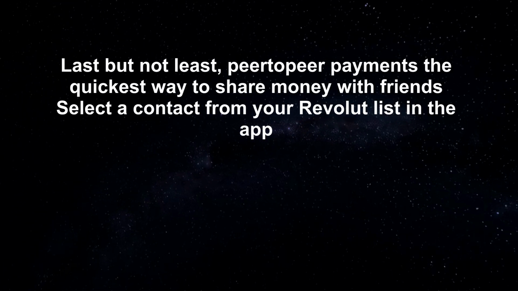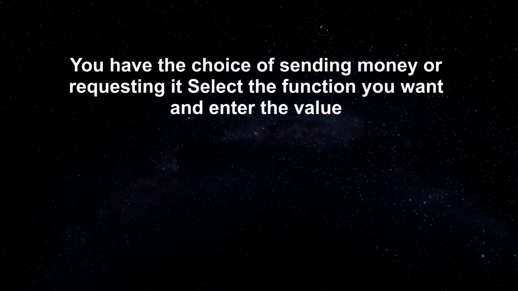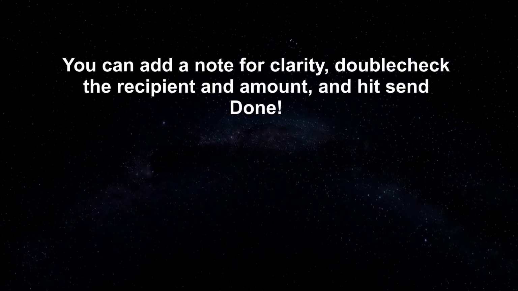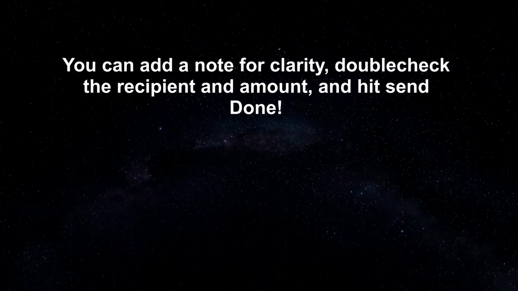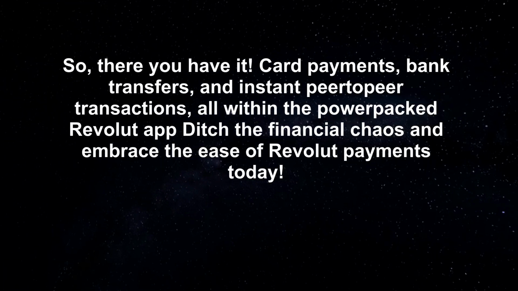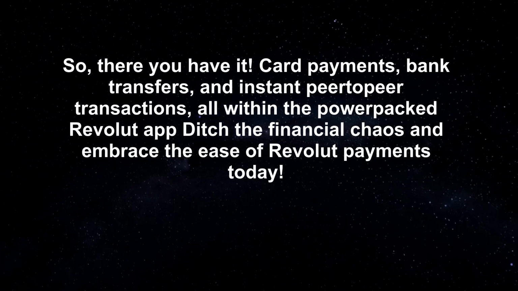Select a contact from your Revolut list in the app. You have the choice of sending money or requesting it. Select the function you want and enter the value. You can add a note for clarity, double-check the recipient and amount, and hit send. Done. So there you have it: card payments, bank transfers, and instant peer-to-peer transactions, all within the power-packed Revolut app.